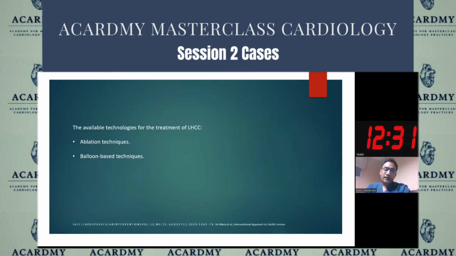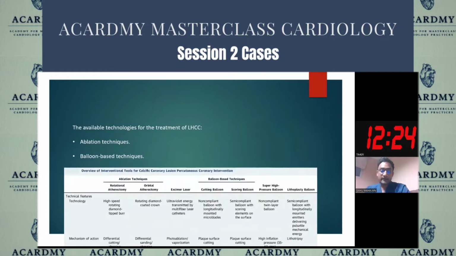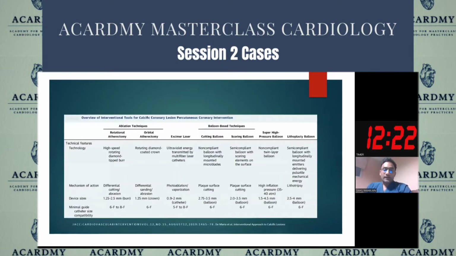So at present, the technologies which are available to us can be broadly classified into ablation techniques or balloon-based techniques. This is the table which shows different ablation as well as balloon-based techniques which are available. In ablation techniques, we have rotational atherectomy, orbital atherectomy, excimer laser, whereas balloon-based techniques, we have cutting balloon, scoring balloon, super high pressure OPN-NC balloon, or lithoplasty or lithotripsy balloons.